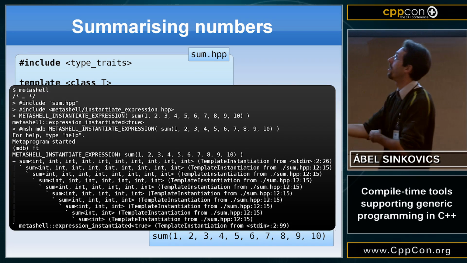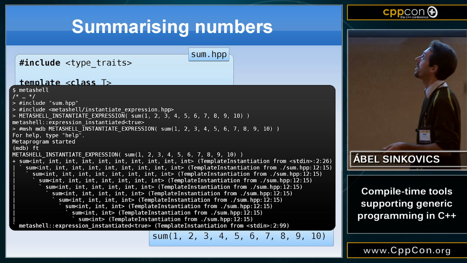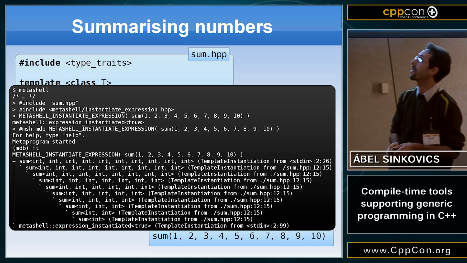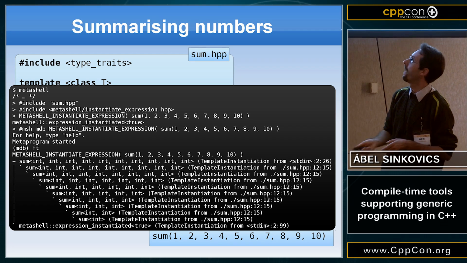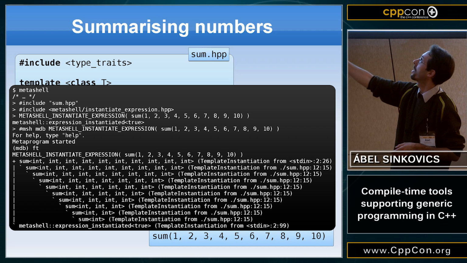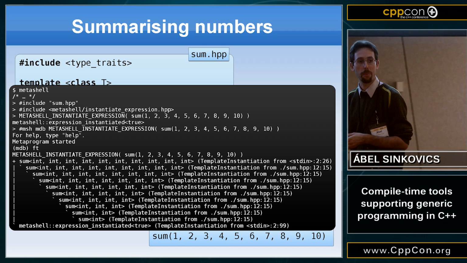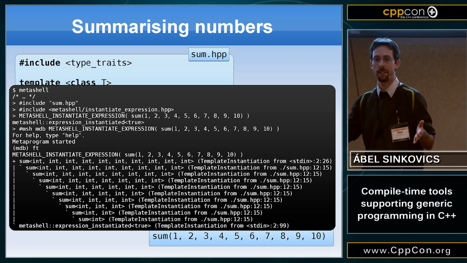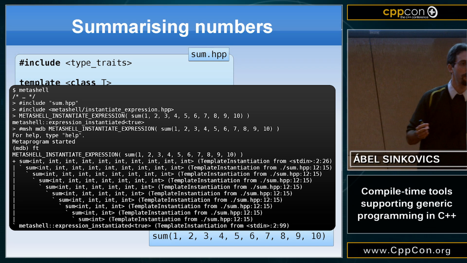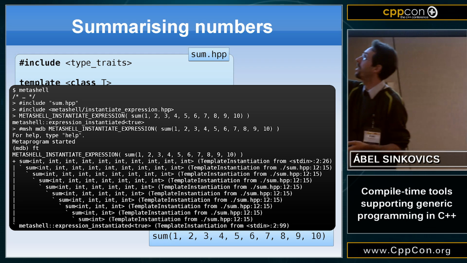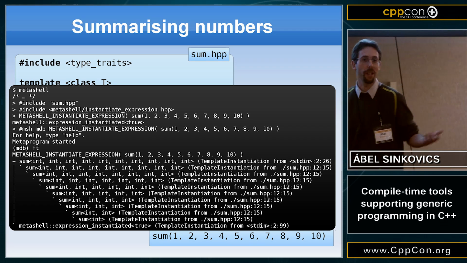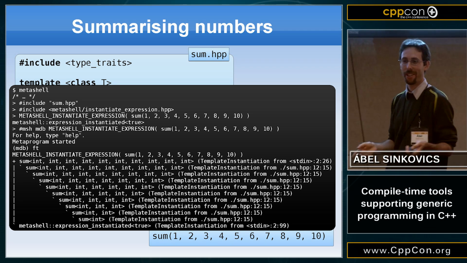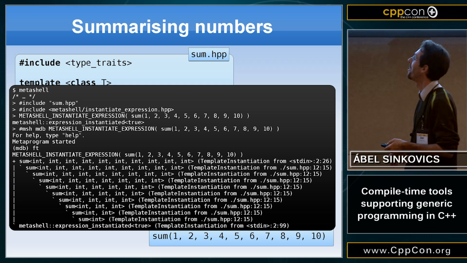And you can load this HPP in Metashell, and Metashell provides a utility called instantiate expression. And then you can tell it, okay, instantiate this expression. And instantiating an expression means do all template instantiations triggered by this expression. And then in the normal shell, it will just tell you, well, okay, I did that, or you can tell that there was no error.